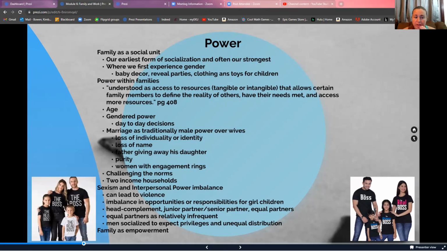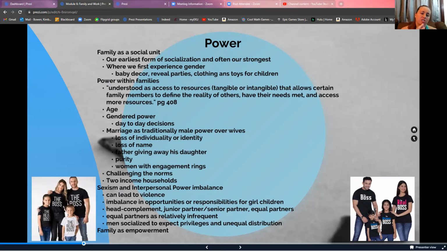It's where we first experienced gendering. It's all the way down to our reveal parties, the baby decor, the clothing and toys the children are allowed to play with, right? We experience gender in the family structure. Often that is the most heavily socially regulated area in which we learn gender.